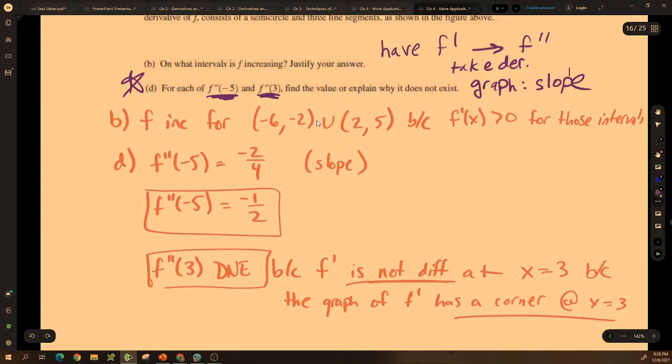So all I have to do is write f double prime of negative 5 equals negative 1/2. I don't need to explain anything. It doesn't say to explain it if we want the value. Okay, just that, I get the point.